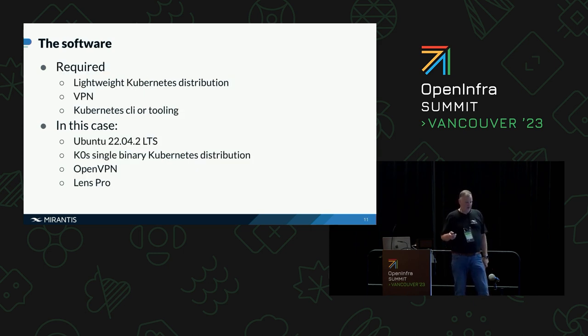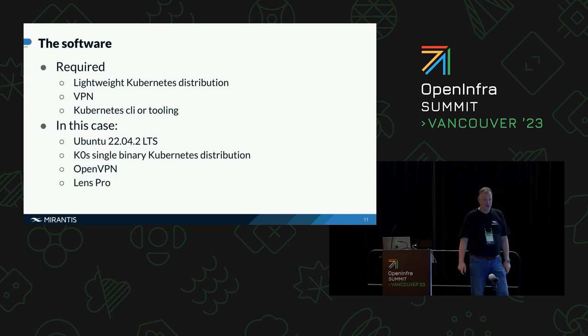So we have a lightweight Kubernetes distribution. There is a bunch of them out there. I'm using K0S. This is our lightweight Kubernetes distribution, and I'm familiar with it. I like the concept of being able to just download a single binary and have a Kubernetes cluster built directly from there.